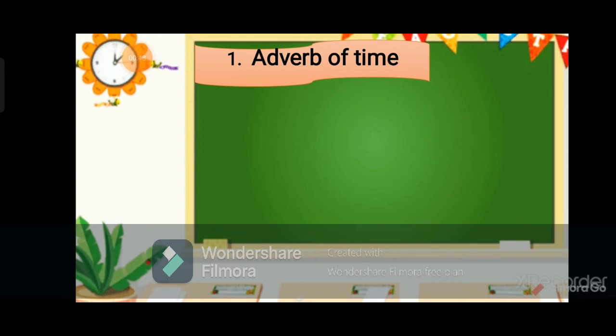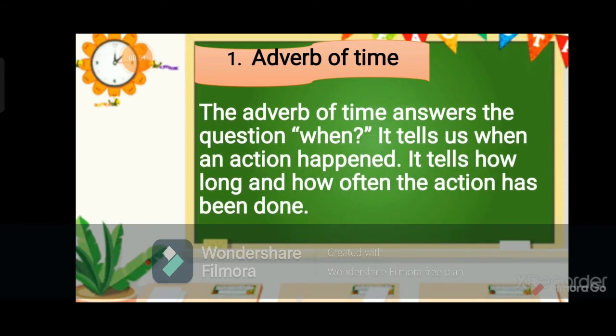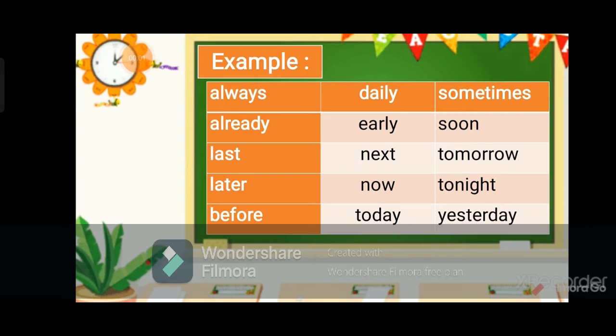Number one, we have adverb of time. When we say adverb of time, it answers the question when. It tells us when an action happened. It tells how long and how often the action has been done. Here are some of the examples of adverbs of time. We have always, already, last, later, before, daily, early, next, now, today, sometimes, soon, tomorrow, tonight, yesterday.